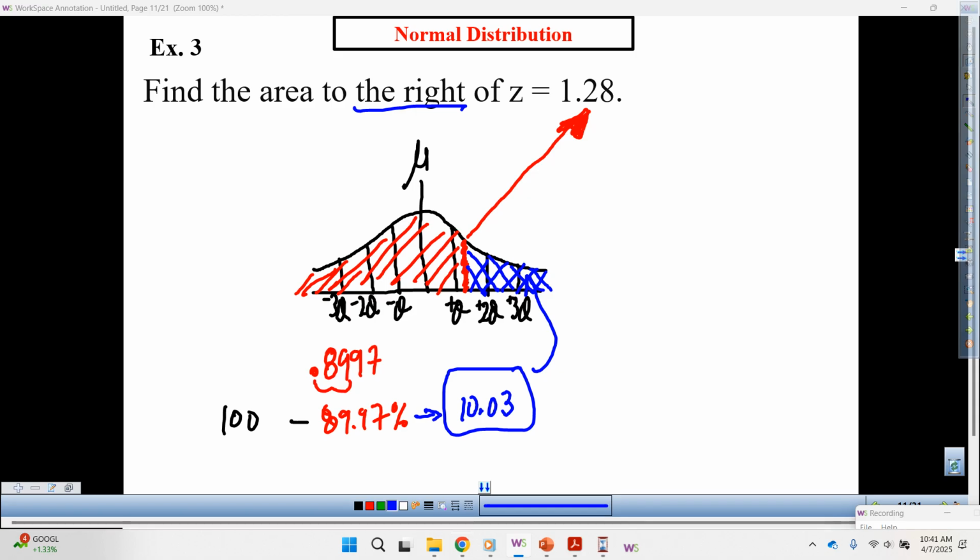Before I move on, explain to your neighbor what we just did so that they can do the next one by themselves completely. What did we just do? Talk to your neighbor. All right, explain it to us, David. What do we do? Yeah, so we got the first decimal, turned it into a percent. That gives us the area to the left of Z, and subtract from 100 to get the one on the right. Okay. All right, let's do another one.